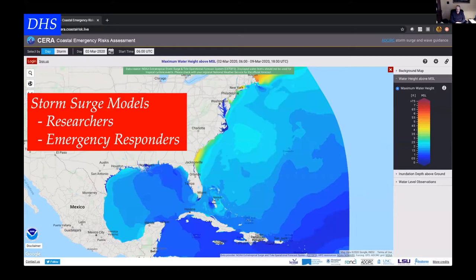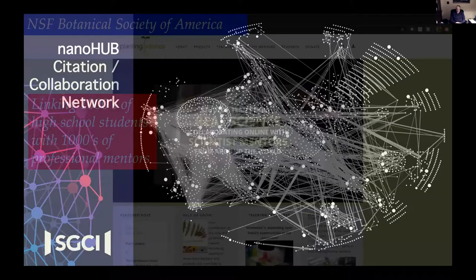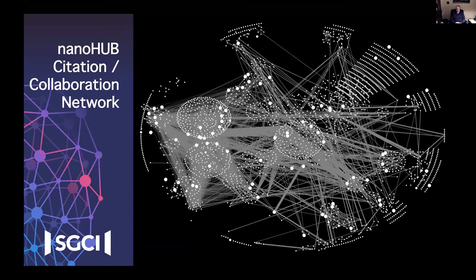Some examples of this that we have in the US are a gateway that connects researchers with emergency responders who are dealing with hurricanes and the storm surge that they generate. So we're bringing modelers and practitioners together. We have another gateway called Planting Science that links thousands of high school students with thousands of professional mentors studying plant science, plant biology projects every year. Another gateway called NanoHub establishes a very large collaboration network, as you can see by this citation network of people who are co-publishing about the phenomena they study on NanoHub.